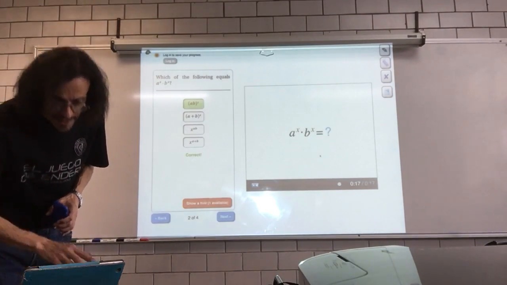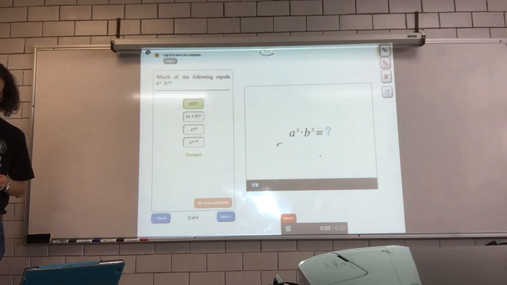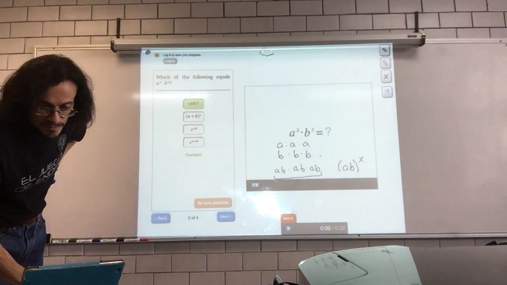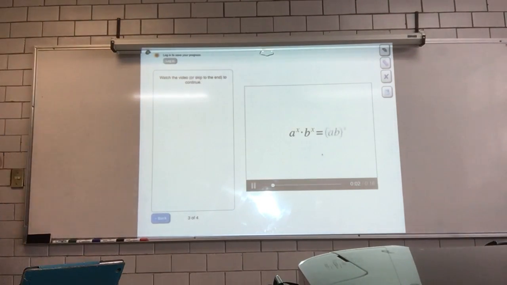Correct. Let's expand a to the x and b to the x. I'm going to write a a few times, but there are actually x of them. I've only done it 3 times here. I can do the same for b. Now we can multiply these pairwise. So here we end up with ab times ab times ab, and so on. Again, I've only done 3 of them, but there are actually x of them. So this leaves us with ab x times, which is ab to the x. Right. It's the product ab, then raised to the x power.